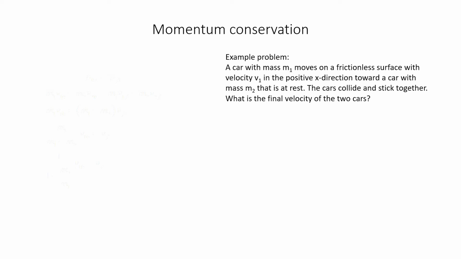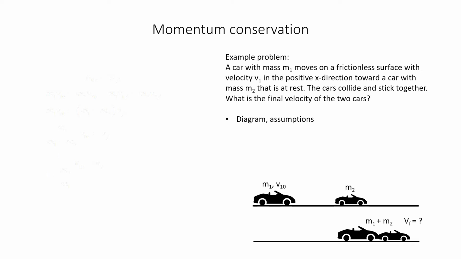Let's start by solving and analyzing a simple problem where a car with mass m1 moves on a frictionless surface with velocity v1 in the positive x direction toward a car with mass m2 that is at rest. The two cars collide and stick together. We want to find the final velocity of the two cars.